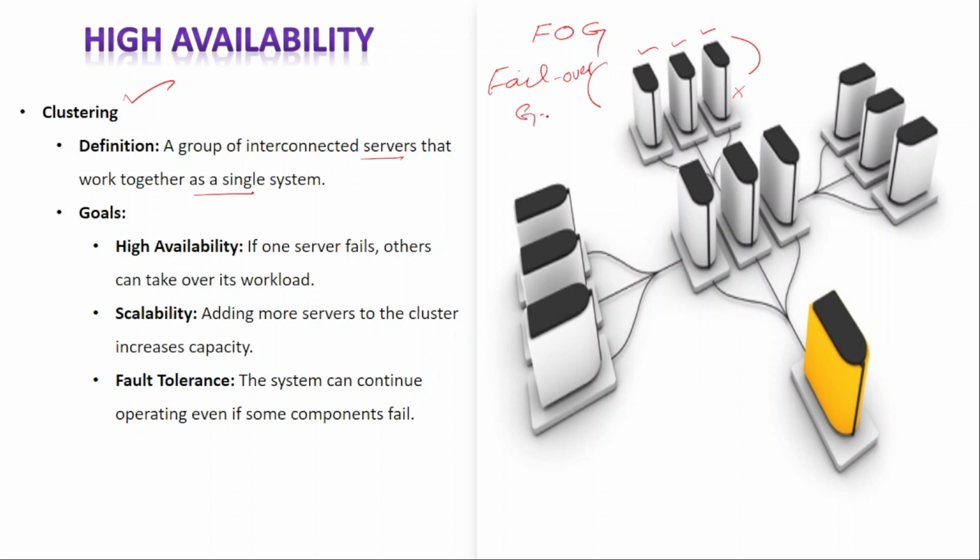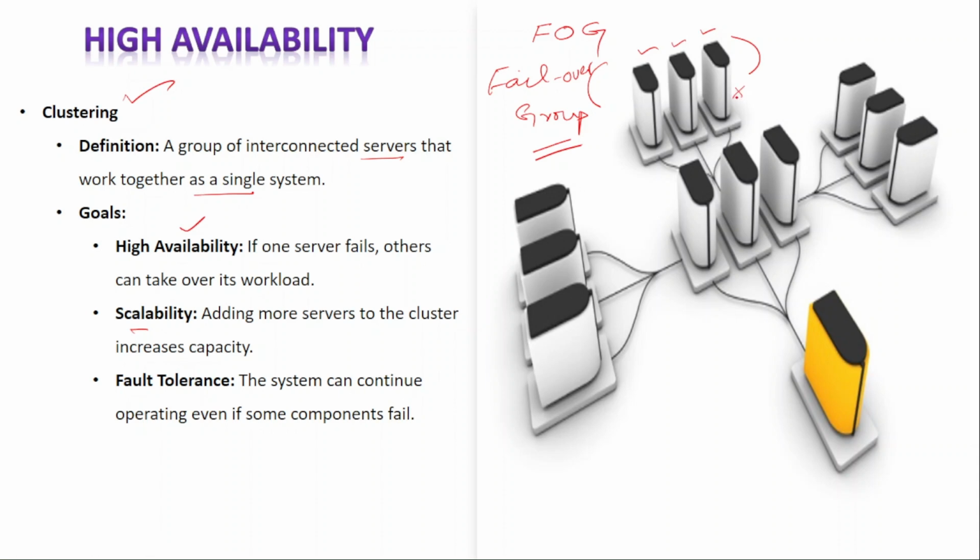What does this mean? That you have this group of multiple servers, and if one server fails, the services are shifted to other servers, and the user does not see any disruption of the services. Goal is, again, the high availability. If one server fails, other can take over its workload. Scalability: add more servers to the cluster, increase capacity.